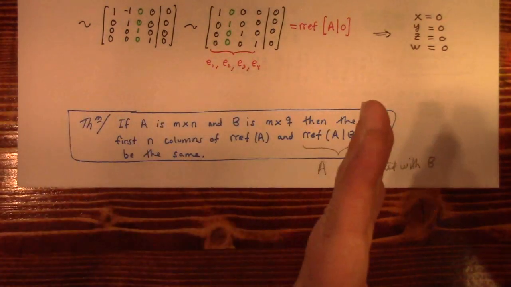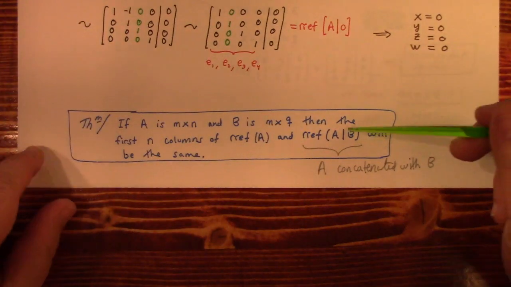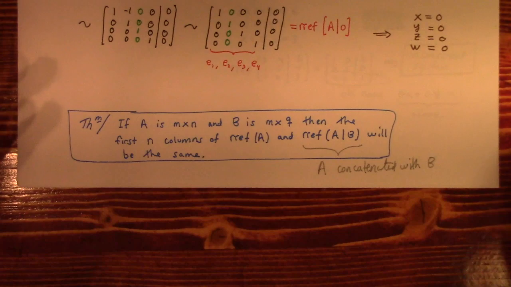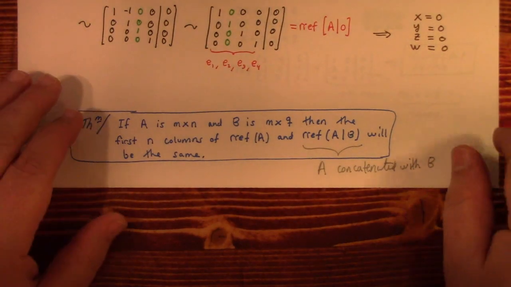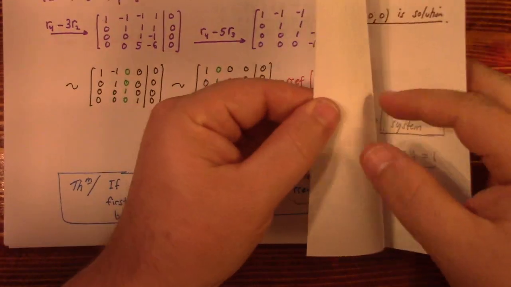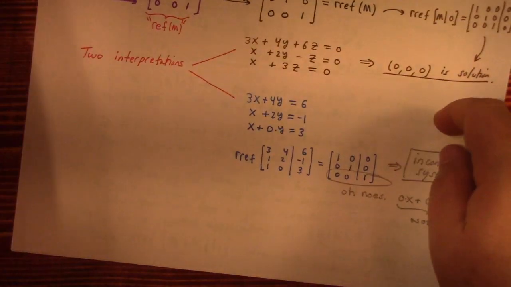It happens left to right, column by column, and so if I have extra columns, they do what they do, but that doesn't change what happens in the first n columns. All right, so the first n columns would be the same for both. And that actually means a lot.